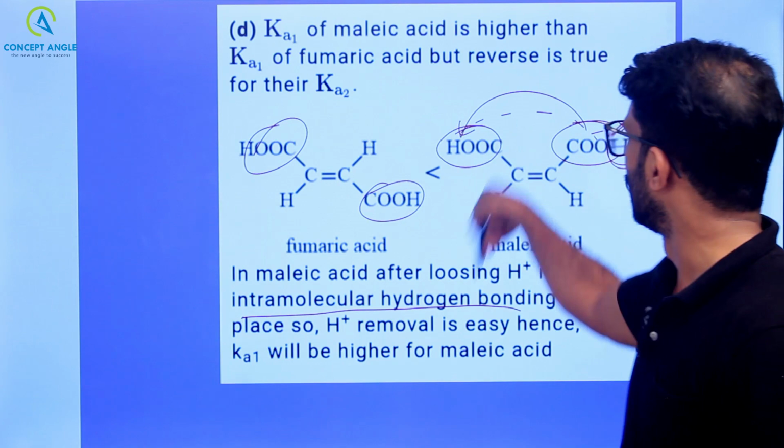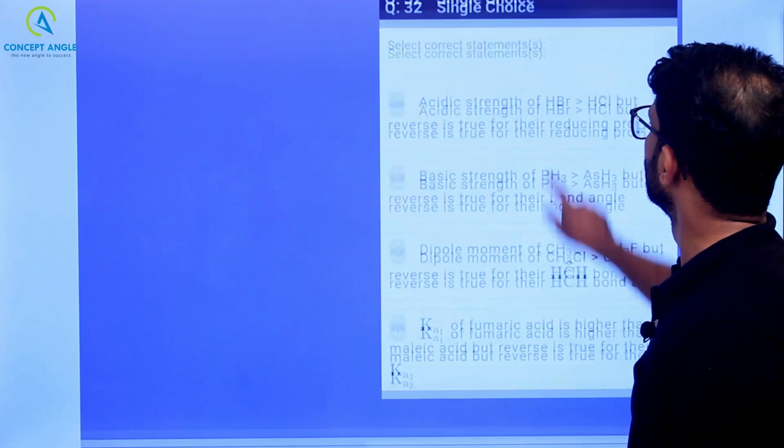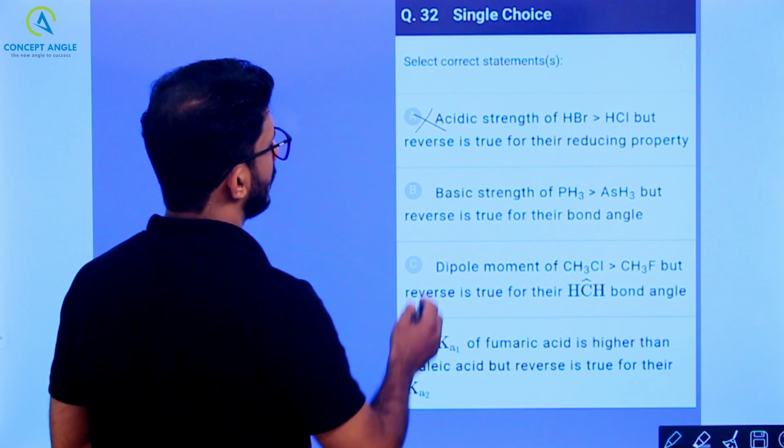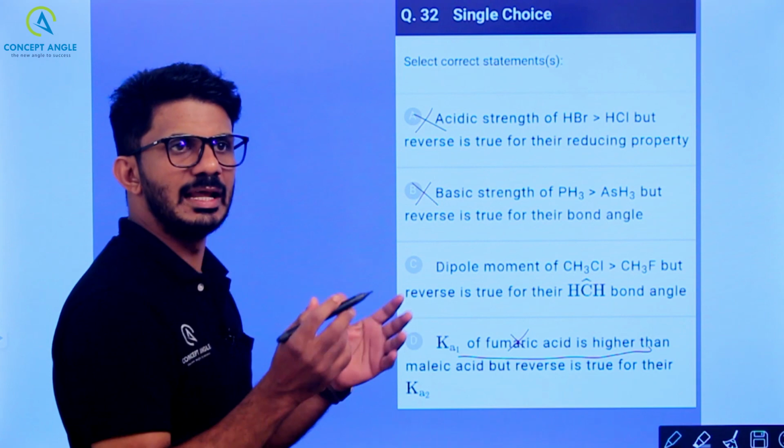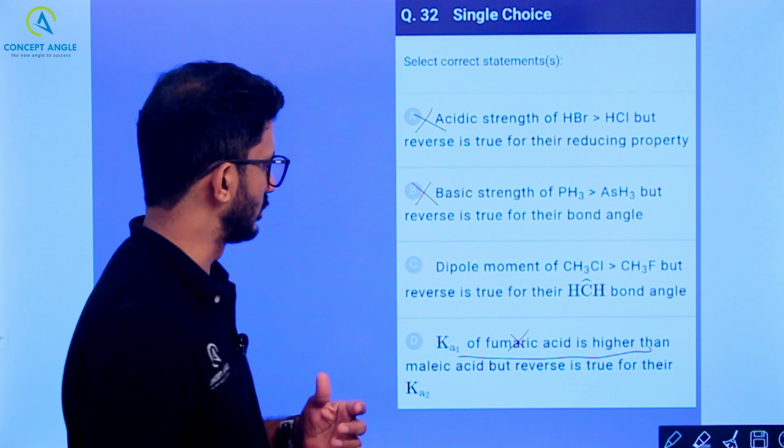And let's go back to the question. This is our question. Look into the statement. We explained this is not a correct statement. This is also not a correct statement. And the last statement, Ka1 of fumaric acid is higher. That's also not correct. Ka1 of malic acid is higher because it removes an H plus ion and forms a stable hydrogen bond. So Ka1 of malic acid is higher, not fumaric acid.